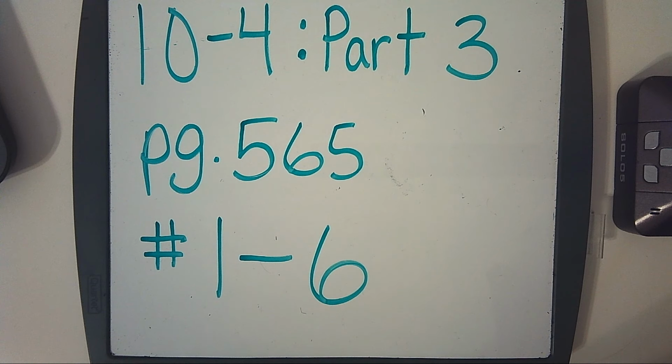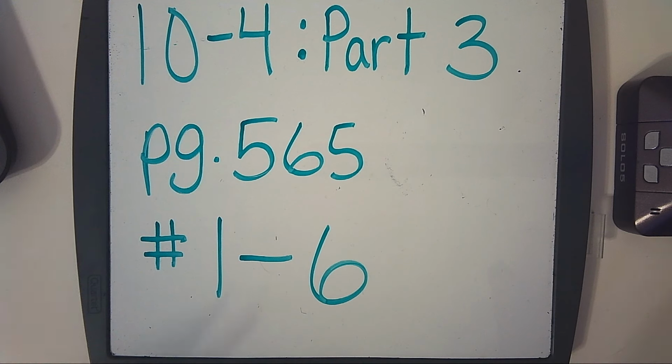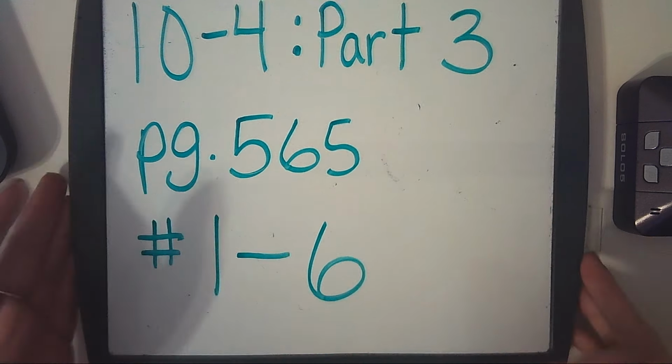Today's video finishes out topic 10, lesson 4, which is multiply a whole number and a mixed number. This is part 3, so this is day 4 of the contingency plan for week 5 and on. At this point, we are finishing out the lesson, so we have 6 problems to do on page 565. So I will be completing the problems on my whiteboard.